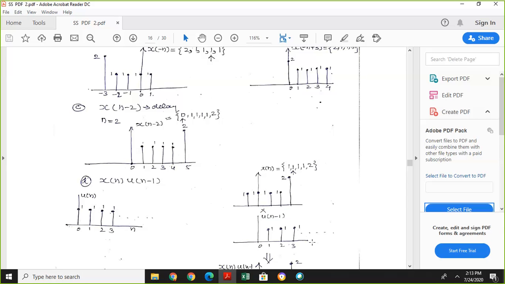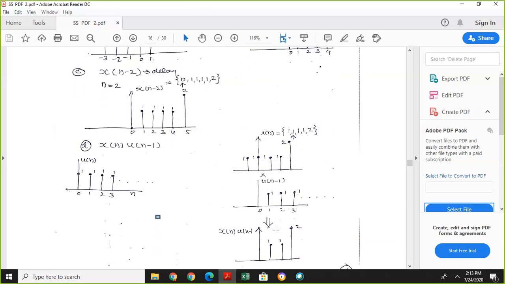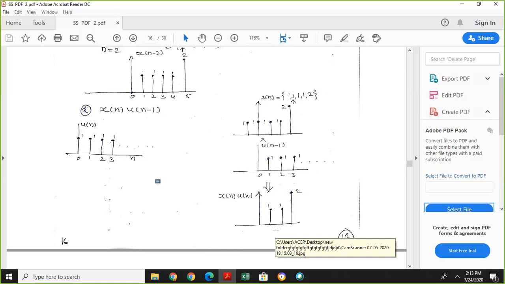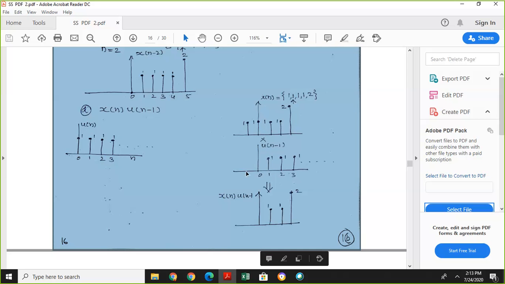Simply right shift this unit step by one sample and you get it. Then multiply the original signal and u of n minus 1. This is multiplied by 0 and this is multiplied by 0, so here you get 0 value, and all these values are multiplied by 1. So you get the final x of n u of n minus 1.